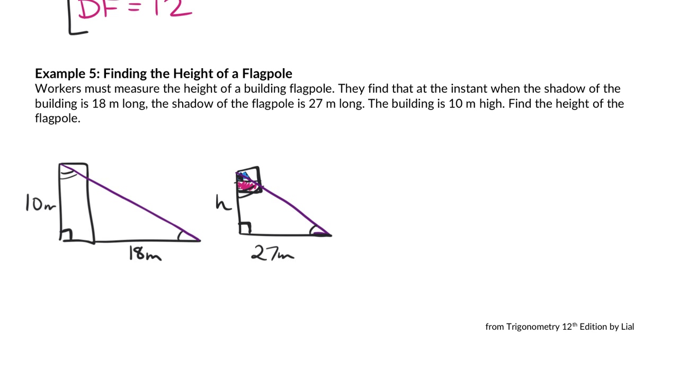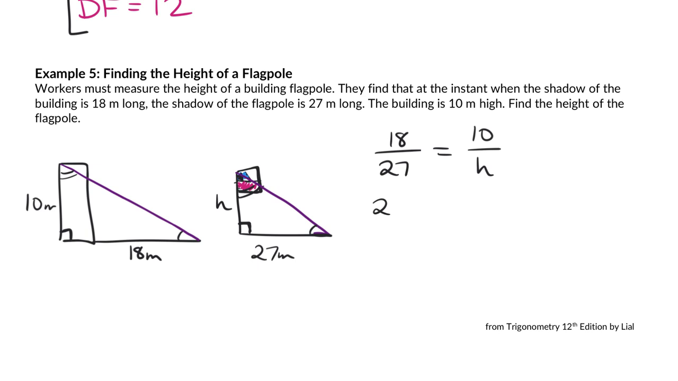So I'm going to put the one that we know both of. What do we know both of? Is it the height or the shadow? Shadow. I'll just put the building first because why not? This is going to be 18 over 27. Since the building went first, what number do I put on top? 10, and I put the height or the x that we're looking for on the bottom.